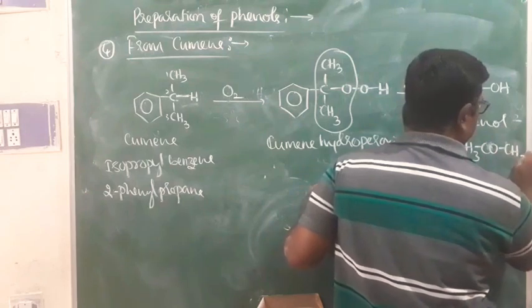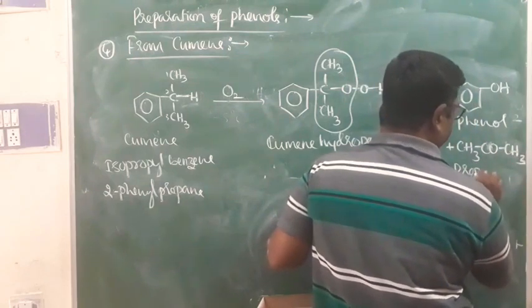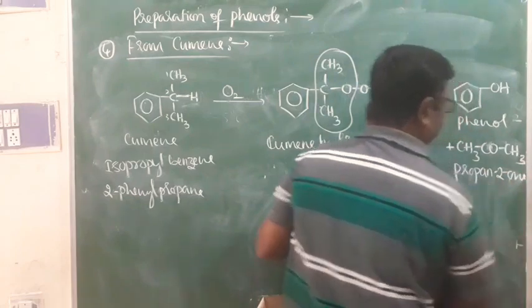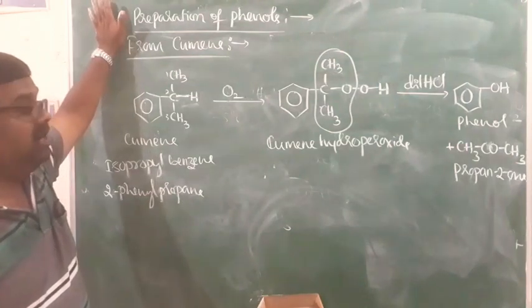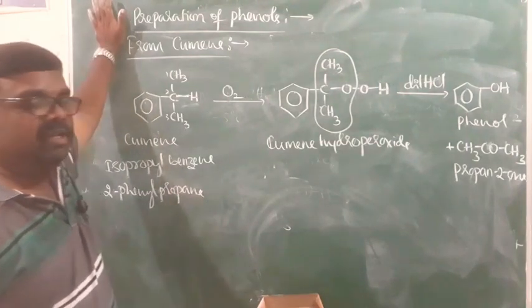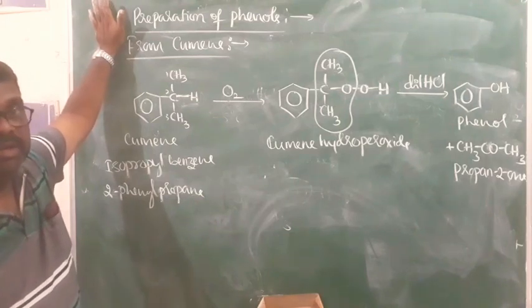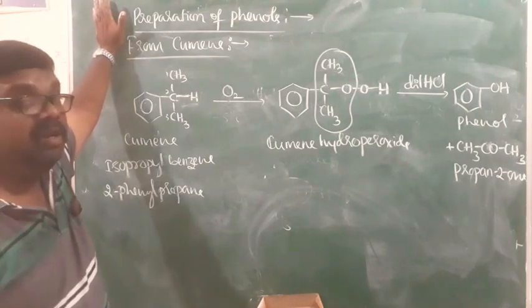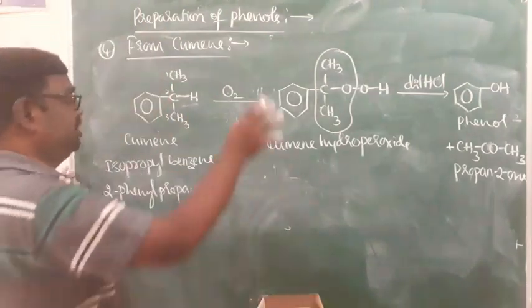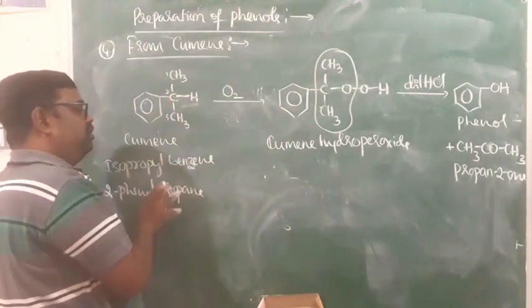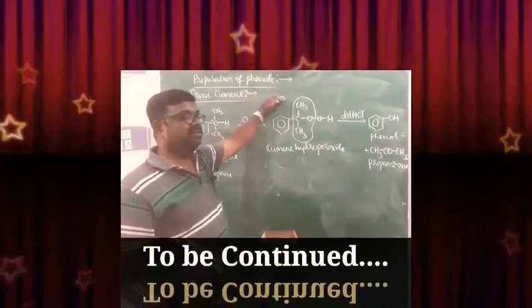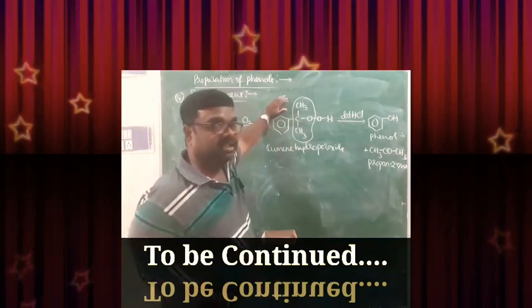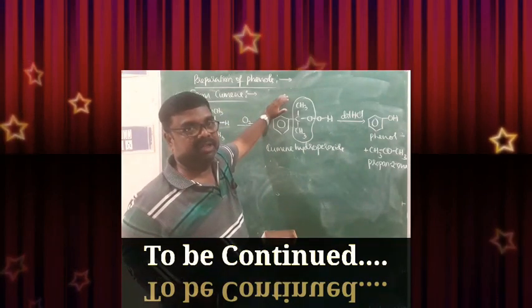In addition to phenol, you get acetone, propan-2-one. You are going to get a very useful side product, that is propan-2-one, acetone, and that's why this reaction is largely used for the manufacture of phenol throughout the world. That is what we call the cumene process for the manufacture of phenol, or preparation of phenol from cumene. When cumene is oxidized, you get cumene hydroperoxide, which will be hydrolyzed using dilute HCl. So this is what we call preparation of phenol. In the next video, we'll see physical properties and chemical properties of phenol. That's all.